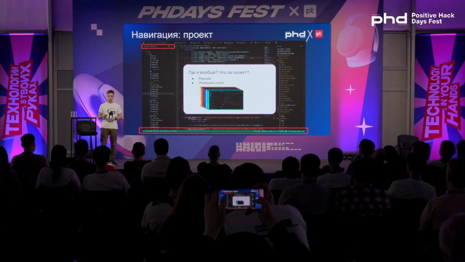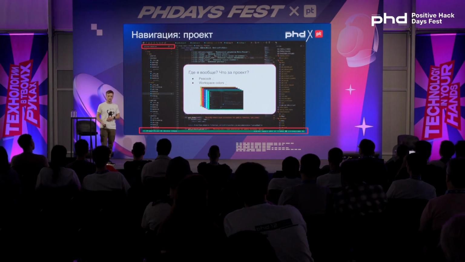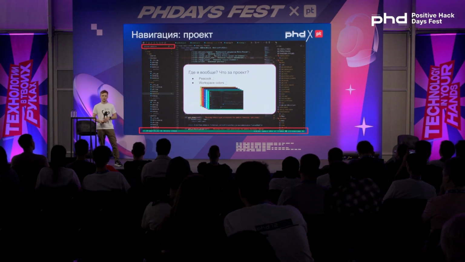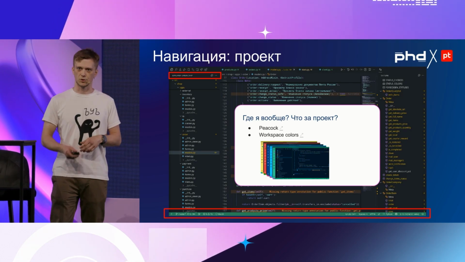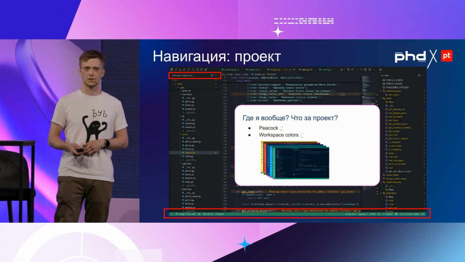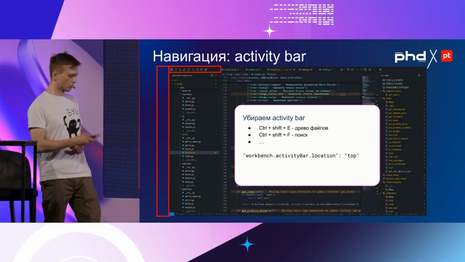This is the product title. But there are plugins, Peacock and Space Colors, that color your project depending on the project. You can tell the context you're in based on colors.